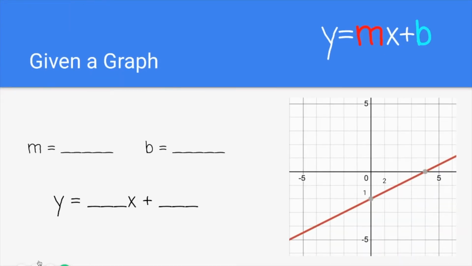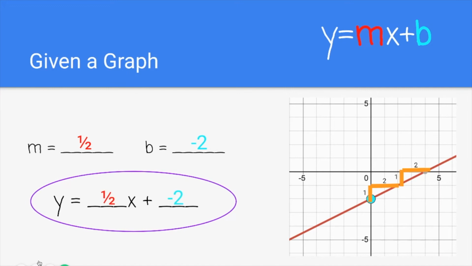Our next example, we're given a graph. Our graph has a y-intercept at -2. And if we do our rise over run, we have a slope of 1/2, which means our equation is going to be y equals 1/2 x plus a -2. You could also do 1/2 x minus 2. Either one would work.